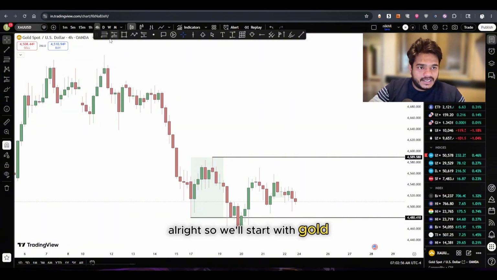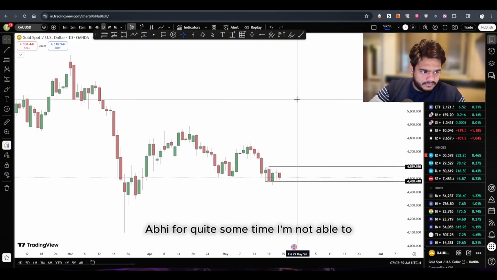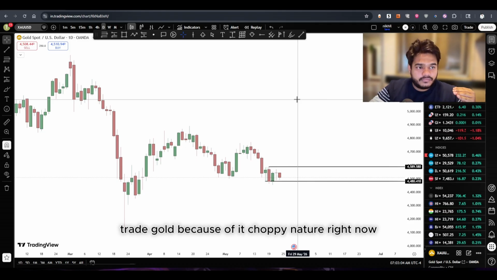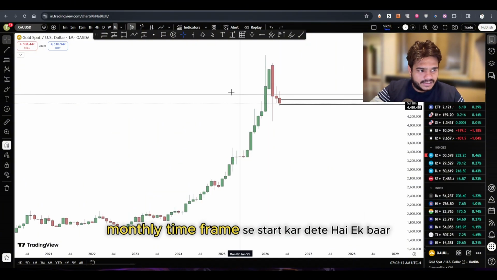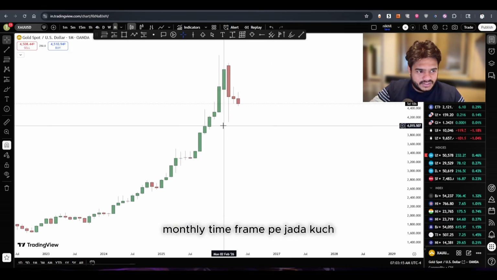All right, so we'll start with gold. For quite some time, I'm not able to trade gold because of its choppy nature right now. All right, on the daily time frame it is sideways. Let's start from the monthly time frame once. There's not much on the monthly time frame.